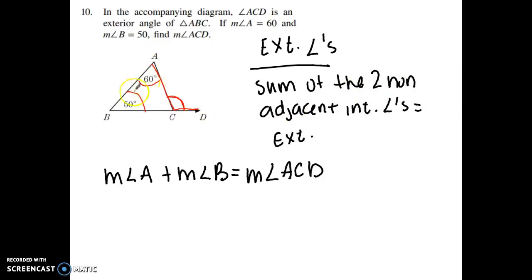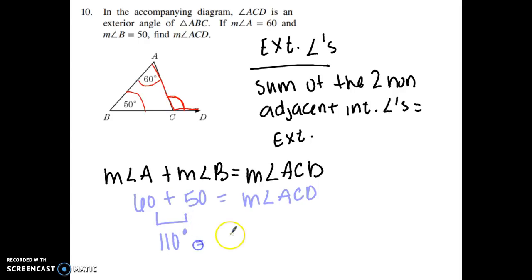From here, we do have some pieces of information in our problem, so we would say 60 plus the measure of angle B, which is 50, has to equal the measure of angle ACD. When you add up these two, you get 110 degrees. That is what the measure of angle ACD is. So this would be 110 degrees.